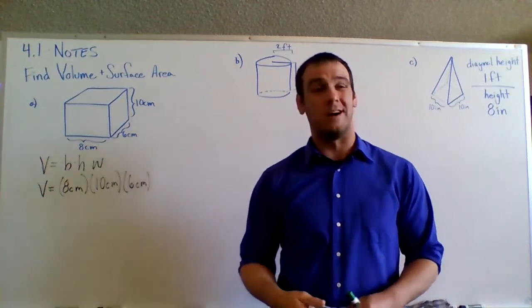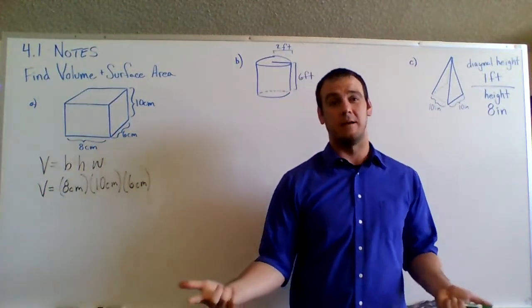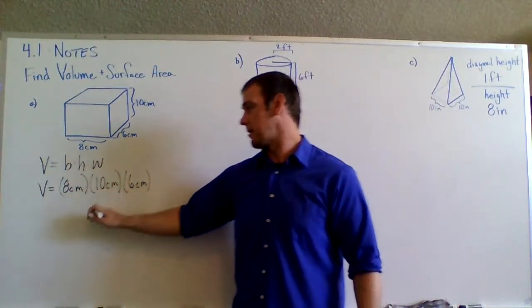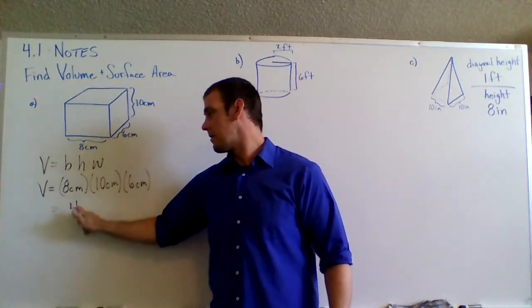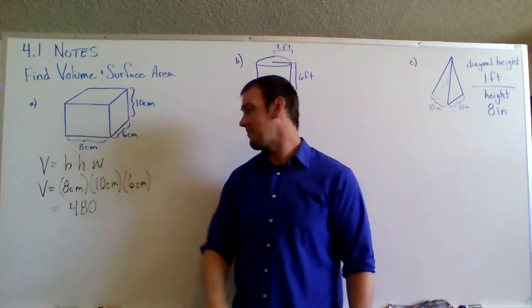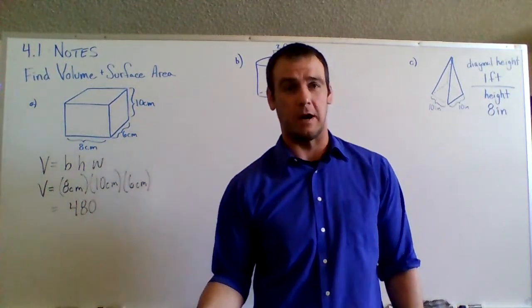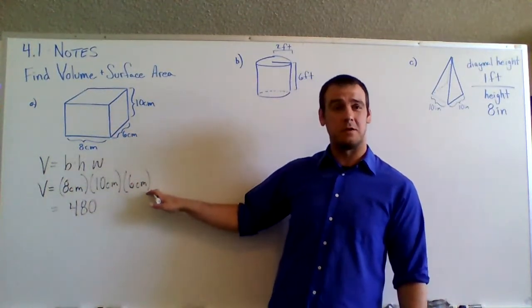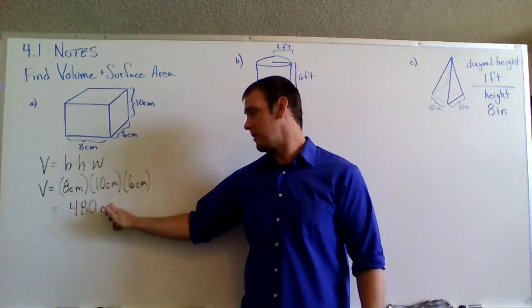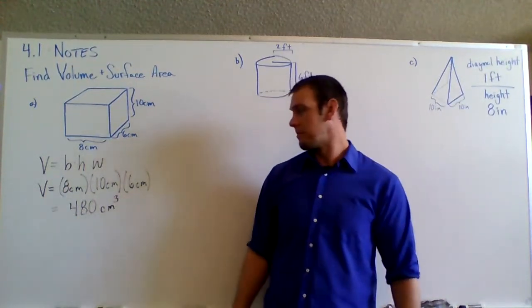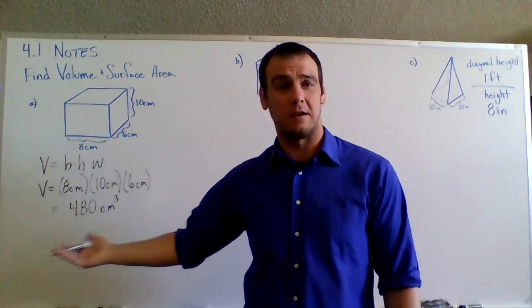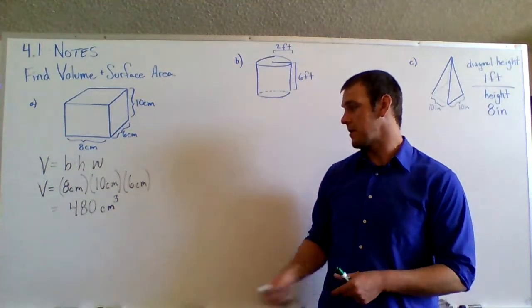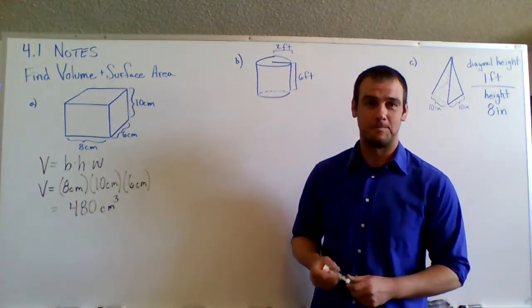You really just multiply all these together: 8 times 10 times 6. 8 times 6 is 48, times 10 is actually going to be 480. I'm going to be very concerned about your units though. Centimeters times centimeters times centimeters, isn't that just centimeters cubed? So 480 cubic centimeters is another way you could read that. Anyways, this is going to be about the easiest volume you're ever going to have to find for me.